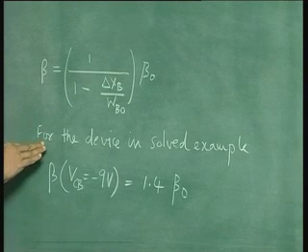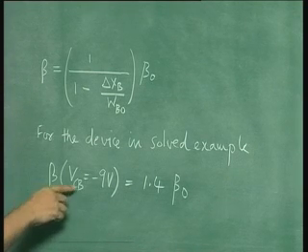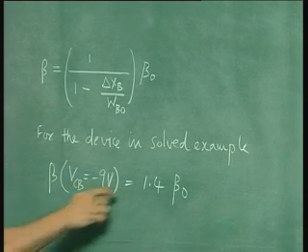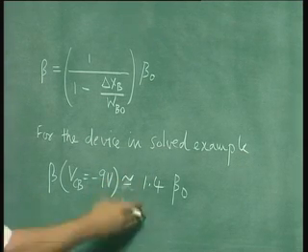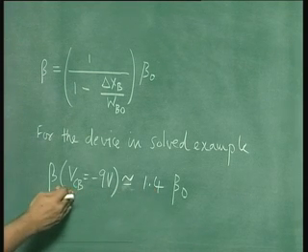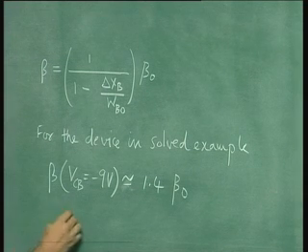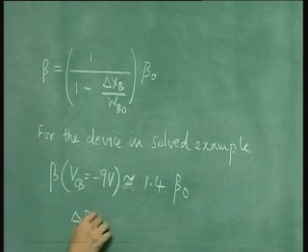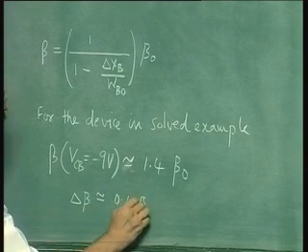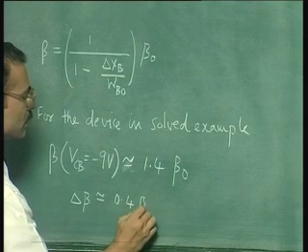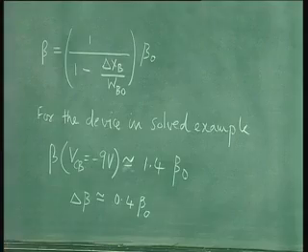And then we made a calculation for the device in the solved example, and we showed that beta for a collector base voltage of minus 9 volts is approximately equal to 1.4 beta naught. Okay. So, this means that from VCB equal to 0 to VCB equal to 9 volts, the change in beta is 0.4 times beta naught. So, this is almost 40% of the value of beta. This is what we explained.